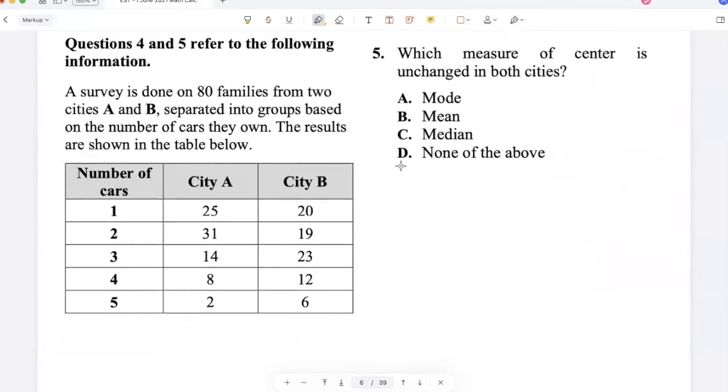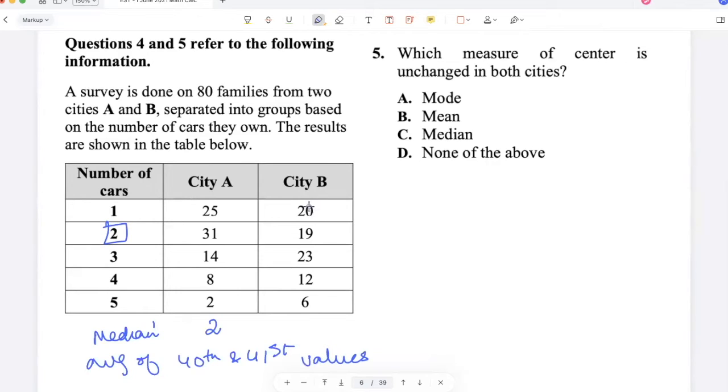Right, so let's see. Let me first find median because that's the easiest. For 80 families, the median would be the average of the 40th and 41st values, right? So what is the 40th value here? 25 and 31. So the 40th value for city A is 2. So median here is 2 because the 40th and 41st both will be 2.